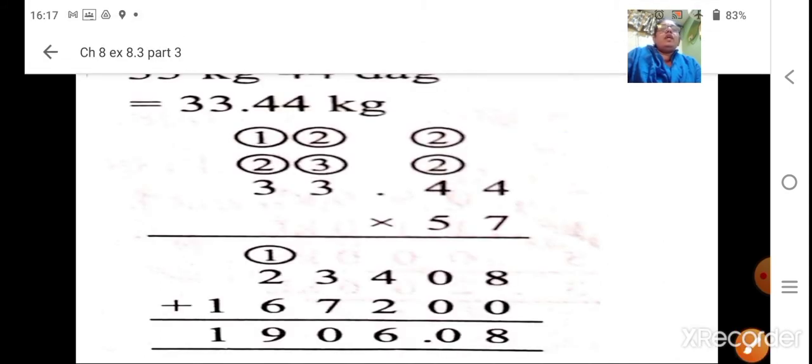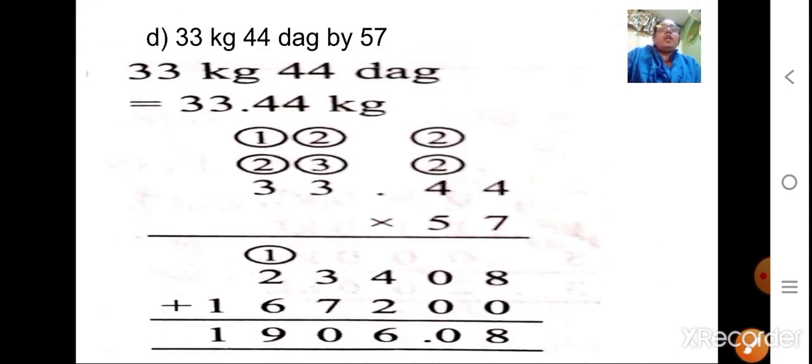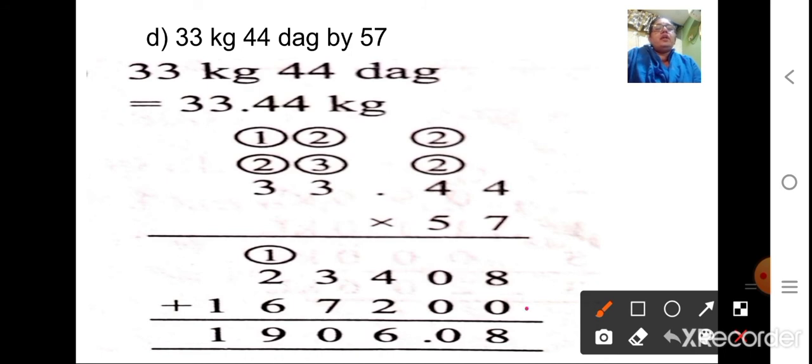Just after solving, check the answer here. Yes, you are getting the answer as 1906.08 kg. Again here the unit is not written, so you have to write the unit. So 1906.08 kg.